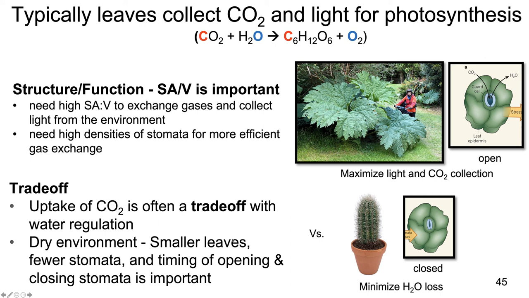And so they'll tend to have smaller leaves, actually reduce the surface area to volume ratio so that they're not losing as much water. They'll tend to have fewer stomata, and they'll tend to time the opening and closing of stomata so that they don't lose as much water.